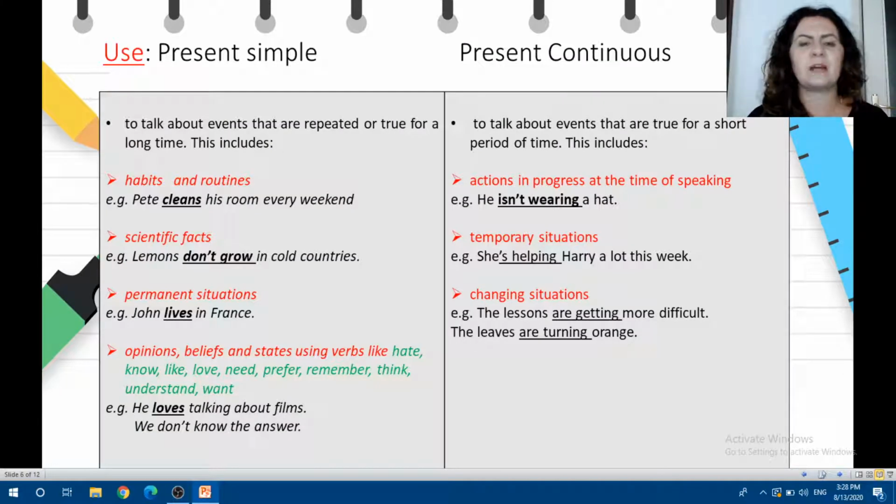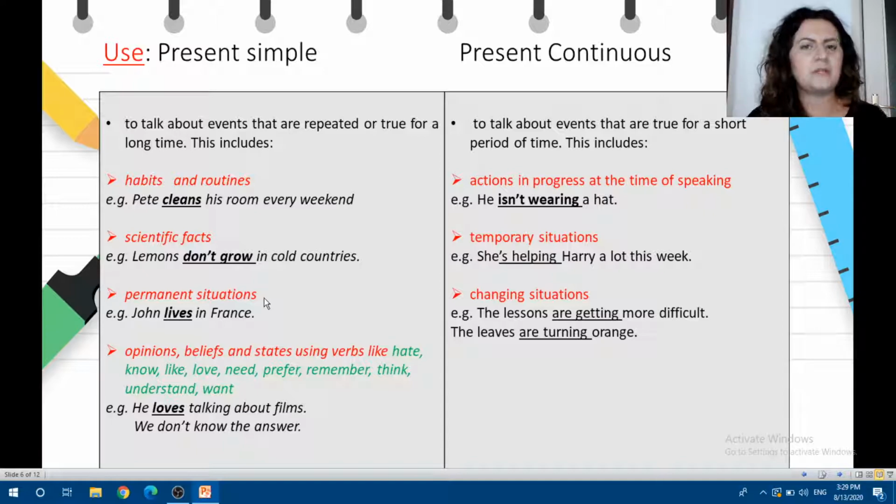Let's now make a comparison between these two tenses. When do we use the present simple tense? We use the present simple tense to talk about events that are repeated or true for a long time. And this includes habits and routines, like in this example, Pete cleans his room every weekend. Or we use it to talk about scientific facts. Look at this example. Lemons don't grow in cold countries.